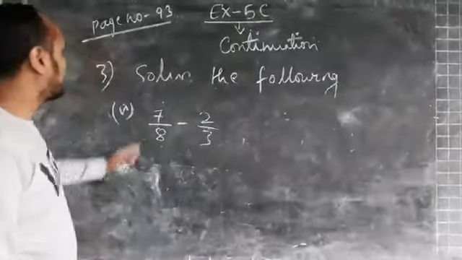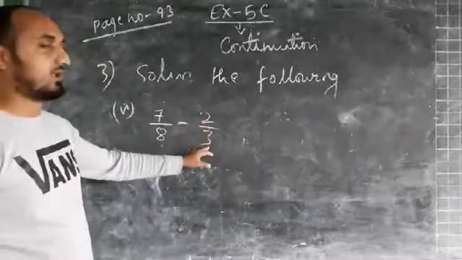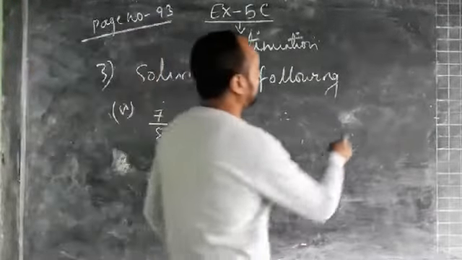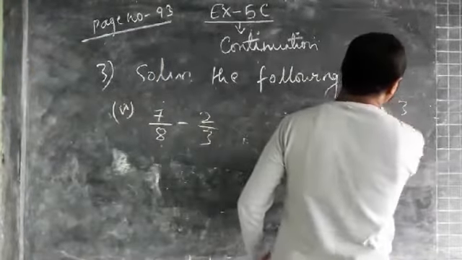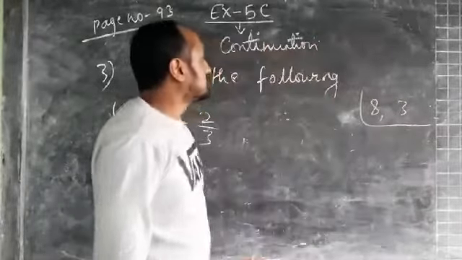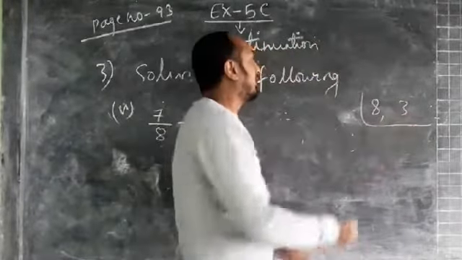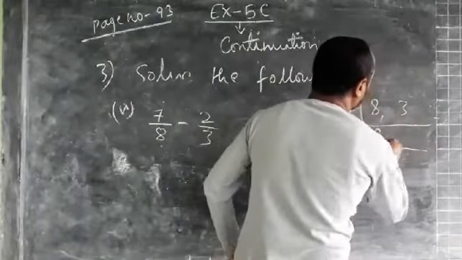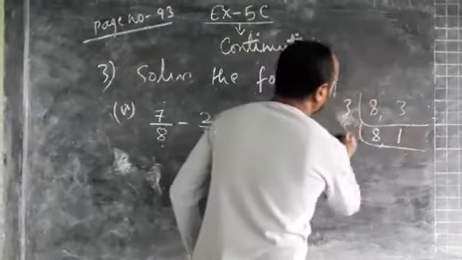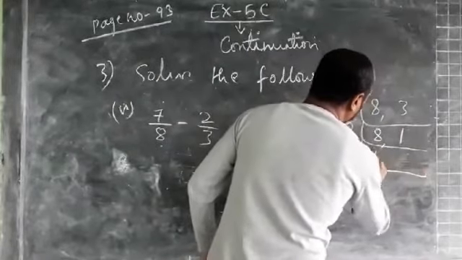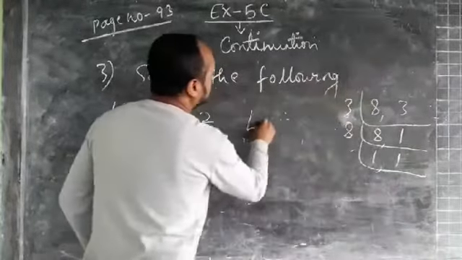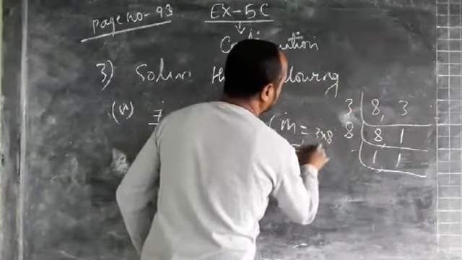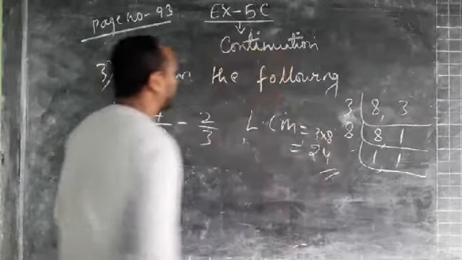The next question we have 7 by 8 minus 2 by 3. The process is the same. Here also we will take the LCM. So we have 8 and 3. Now for 8 and 3 we take LCM by 3. So 8 will remain 8, 3 1s are 3. Again it will go by 8. So 8 1s are 8. So LCM equals 3 into 8 equals 24.